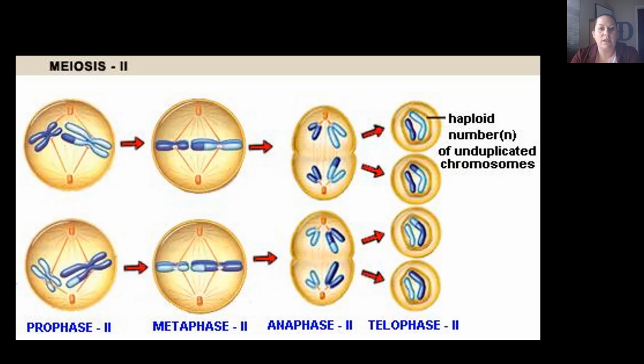All right, so this is showing you meiosis II. 2 different cells are going through this: prophase 2, metaphase 2, anaphase 2, and telophase 2.